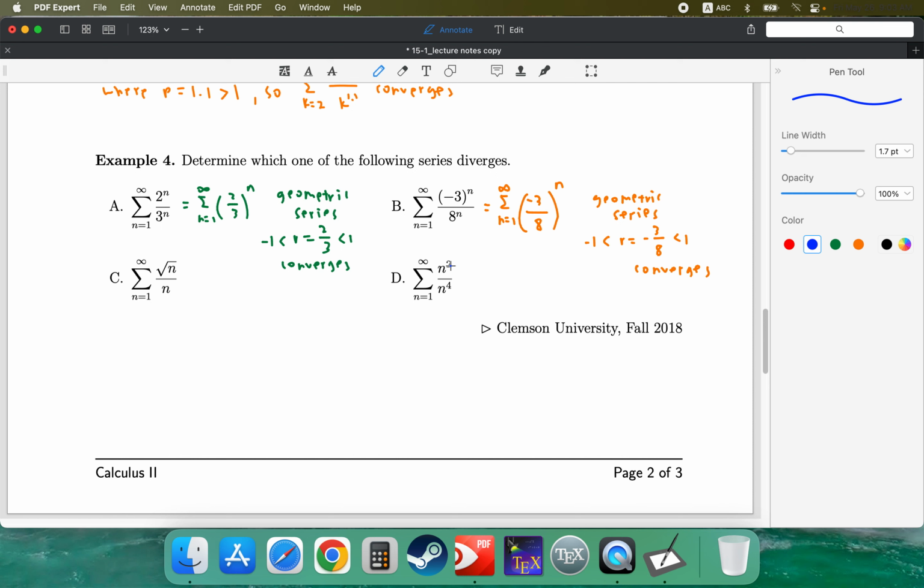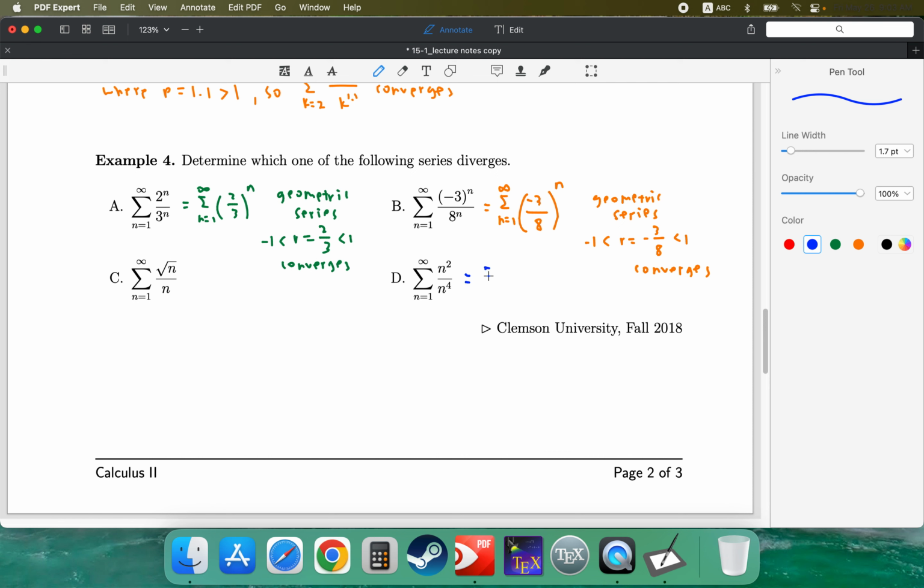But right here, you can see that the powers are fixed. The bases are changing. So when n equals 1, you have 1 square. When n equals 2, you have 2 square. When n equals 3, you have 3 square. Okay, so that makes this a P series.